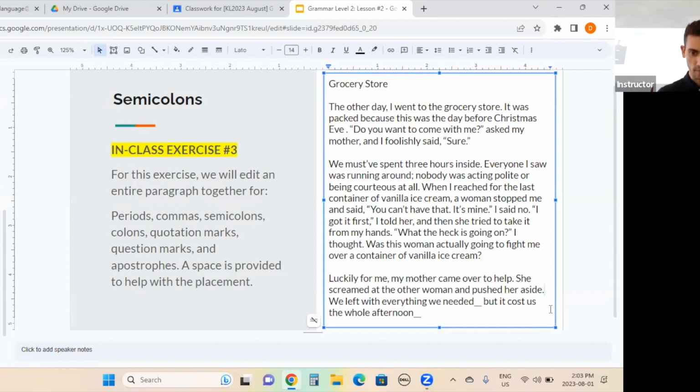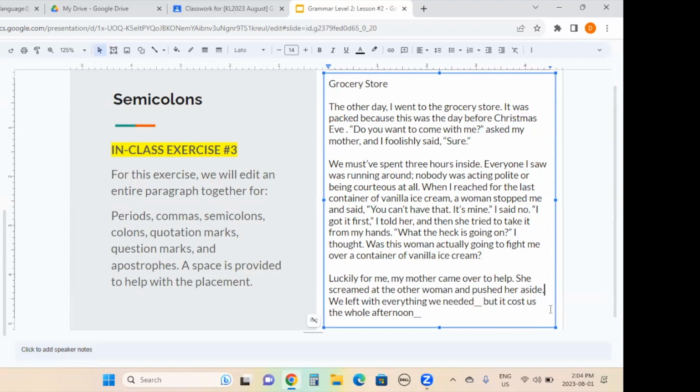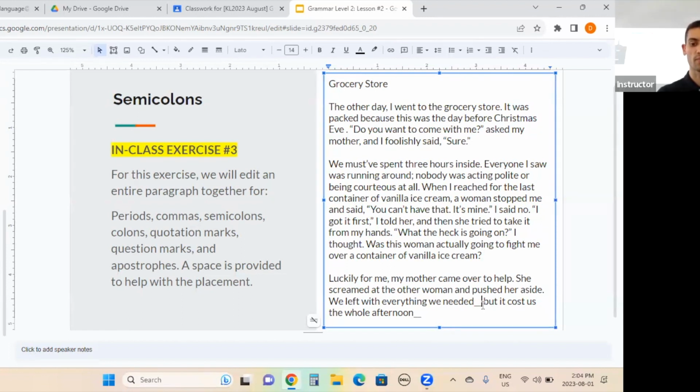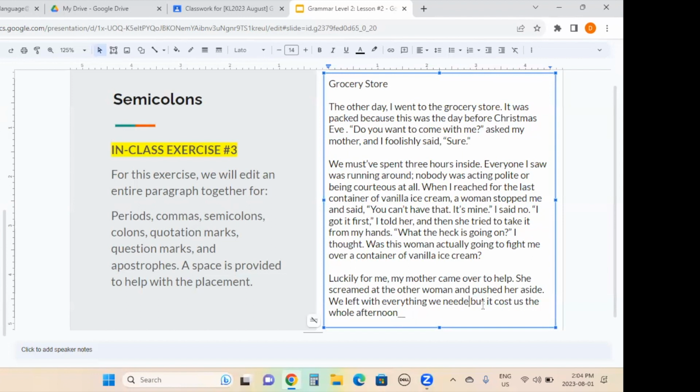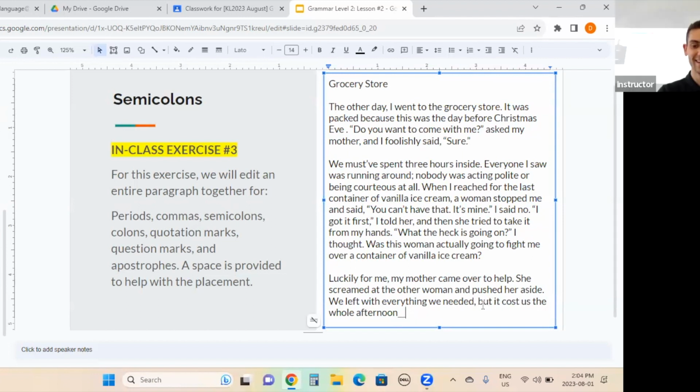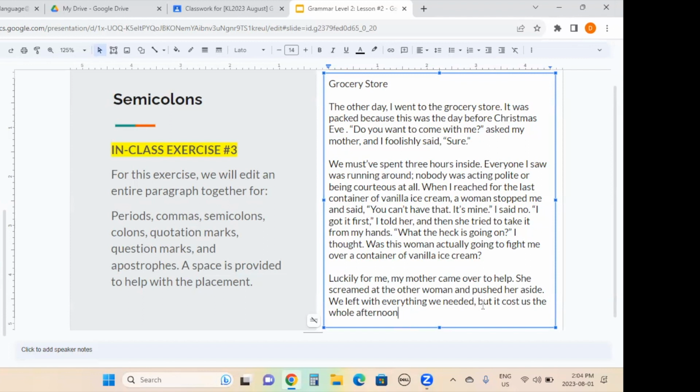Okay, last two. "We left with everything we needed, comma, but it cost us the whole afternoon." Martin, what are we ending there? Period. Exclamation mark. It can be an exclamation, it can be a period. It can't be a comma though, Kaden, because this is the very end of the sentence.